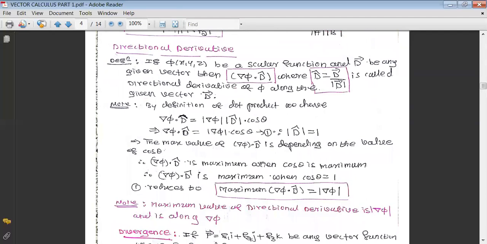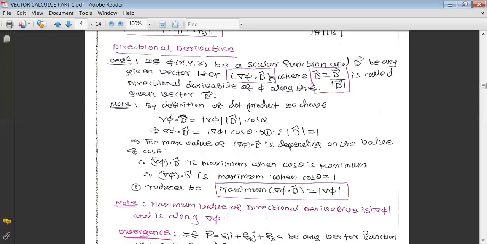Now there is one more concept we have to discuss, called directional derivative, and it is defined like this. Suppose φ(x,y,z) is any scalar function and d is any given vector. Then the dot product of ∇φ and the unit vector along the given vector d, that is d cap, so ∇φ · d cap, where d cap is the given vector d divided by its magnitude, is called the directional derivative of φ in the direction of d.